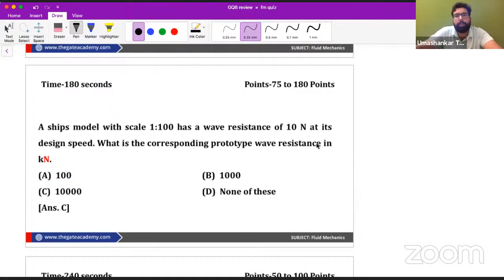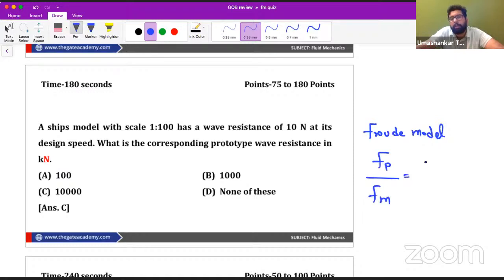So what we know is that it is a question of Froude model. In Froude model, how is the ratio of force related? If you remember the analysis from the Froude model, the force is related by the cube of the scale ratio, that is LP by LM whole cube.